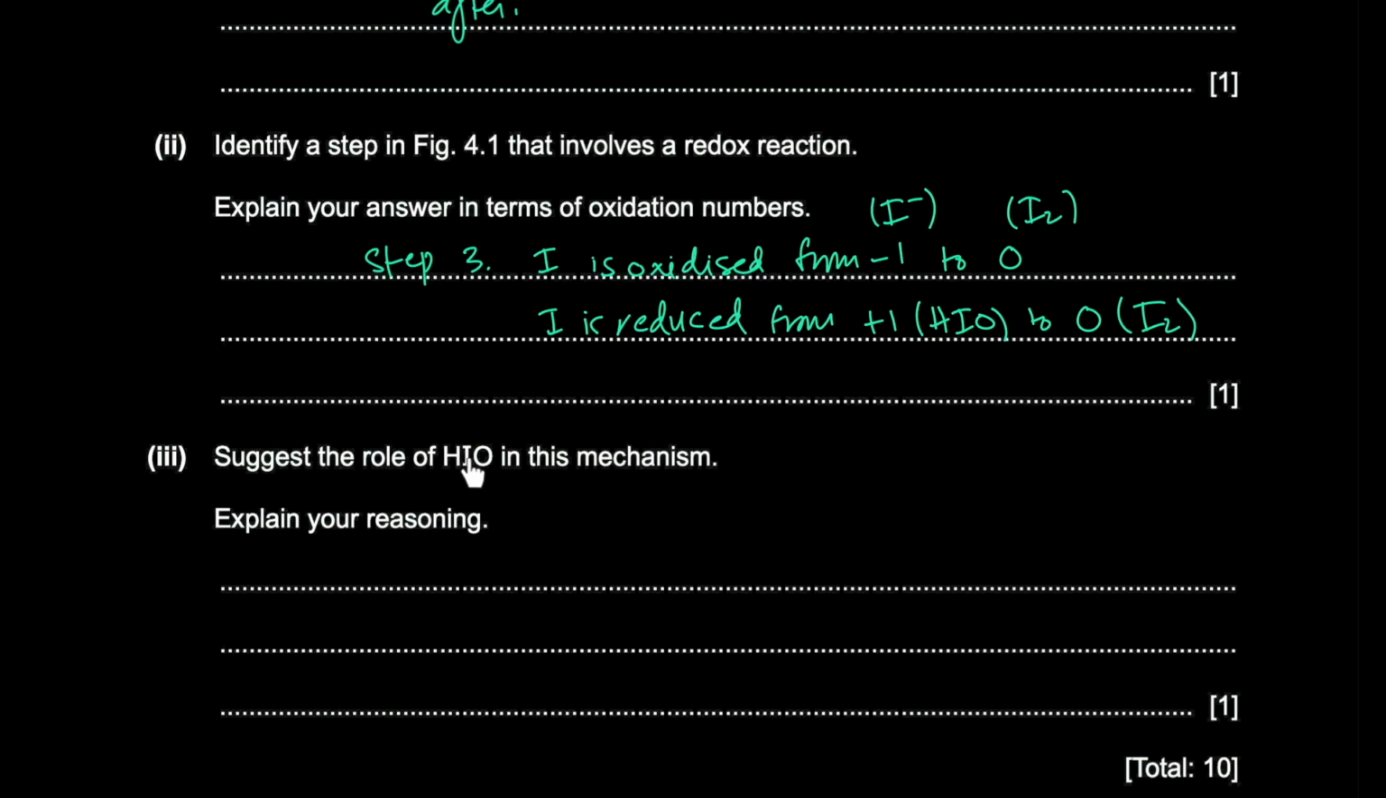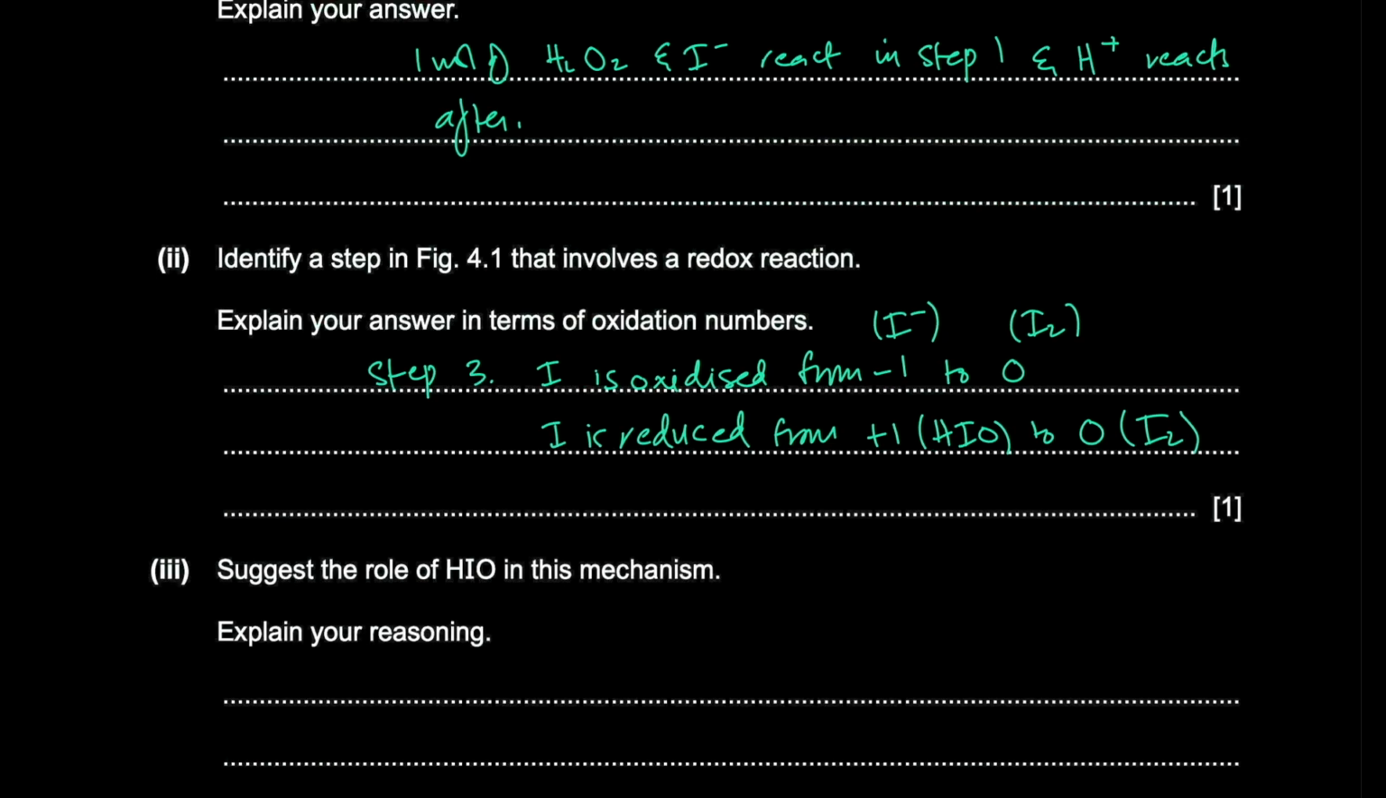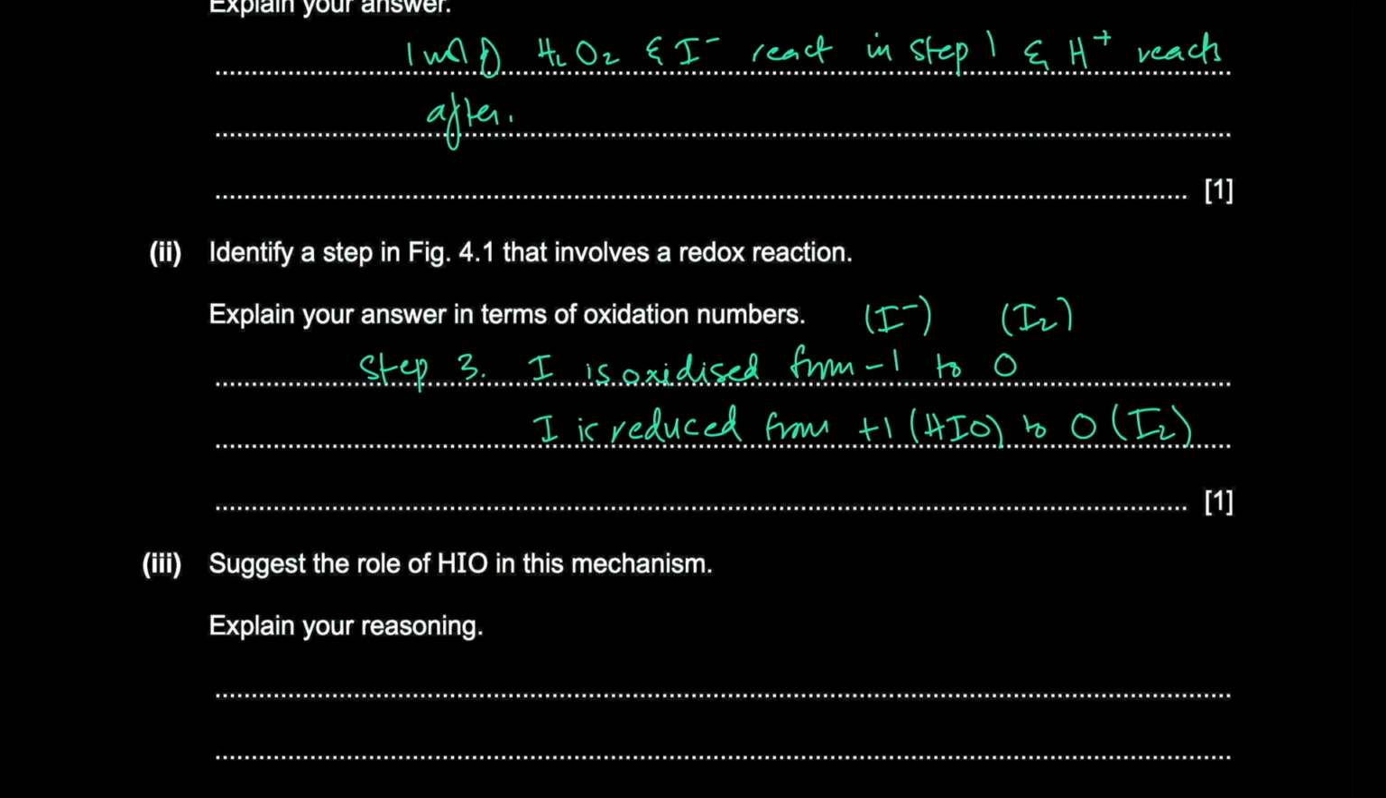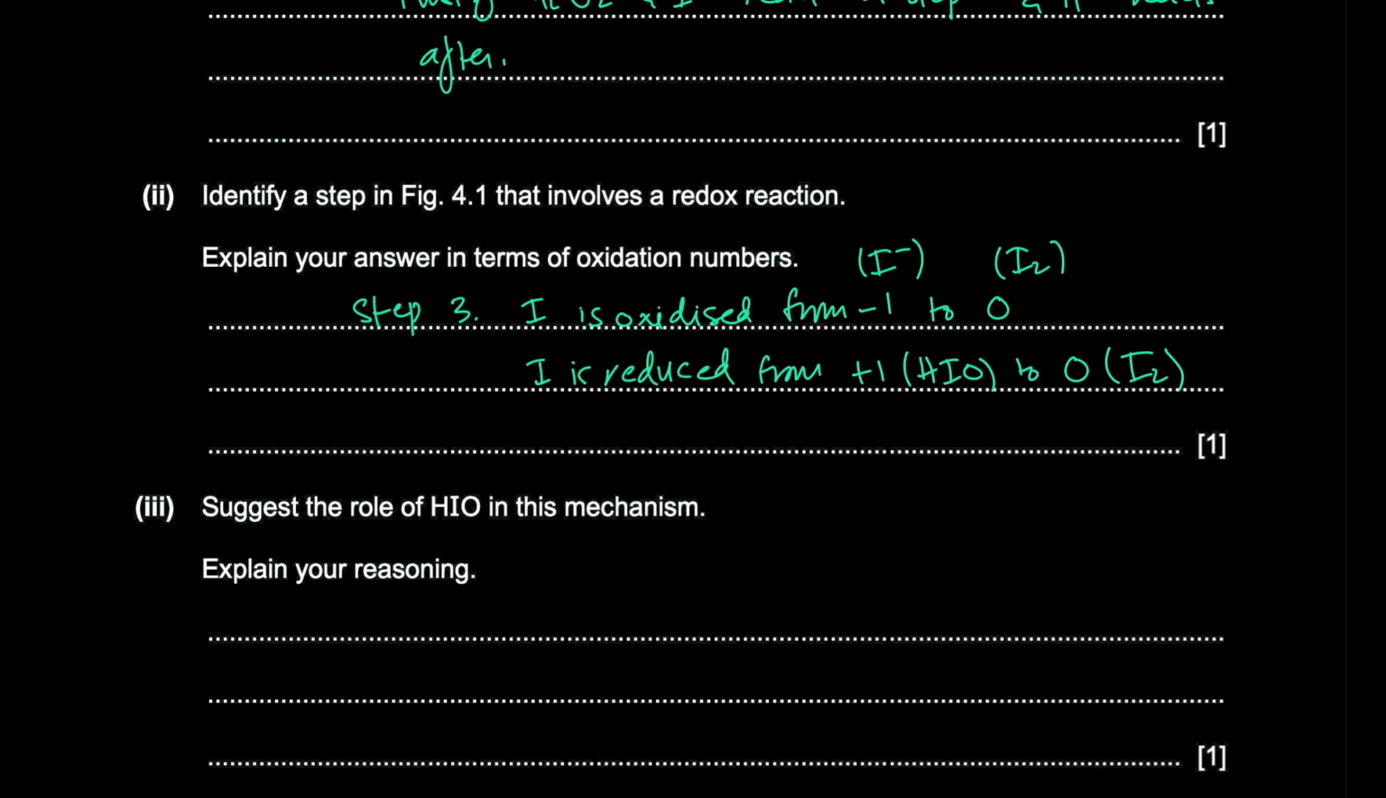Suggest the role of HIO in this mechanism. Explain your reasoning. So going back to the mechanism, HIO is made during the mechanism and then it's used up in the next step. So it's made in step 2 and then used up in step 3. What do we call something that's made during the reaction and then used up during the reaction as well? This is called an intermediate. Something that is made during the reaction and then used up is called an intermediate. So it doesn't show up in the overall equation. So HIO is an intermediate.